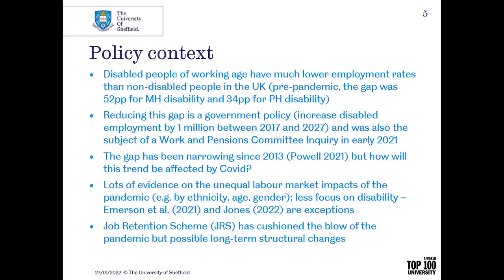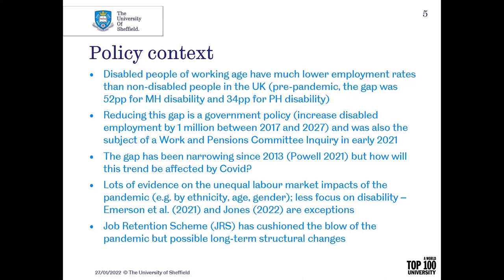So the background to this: disabled people in the UK of working age are much less likely to be employed than non-disabled people. The gap is particularly big for people with a mental health disability, at 52 percentage points, but it's also very big for people with a physical health disability. And reducing this gap is a major government policy. The aim is to increase disabled employment by 1 million between 2017 and 2027. And this was the subject of a Work and Pensions Committee inquiry about a year ago, which our team contributed to. Now, this employment gap has been narrowing since 2013, but how will this trend be affected by COVID?